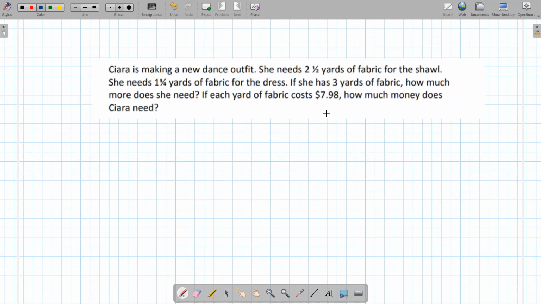All right, so here, this lady's making an outfit. She needs 2.5 yards, that's just American meters, of fabric for the shawl, and then 1 3/4 for the dress. If she has 3 yards of fabric, how much more does she need?